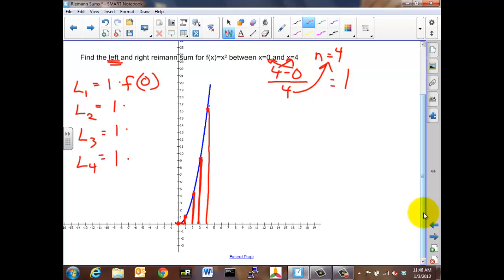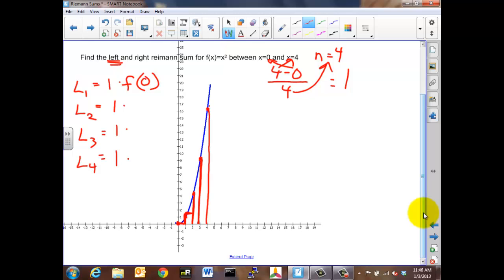Because we want to use the left side. See, here's our rectangle from here to here, from 0 to 1. The left side is at 0. It's easier to see from 1 to 2. From 1 to 2, we want to use the left side. The left side is 1, so we're going to be using that rectangle right there.